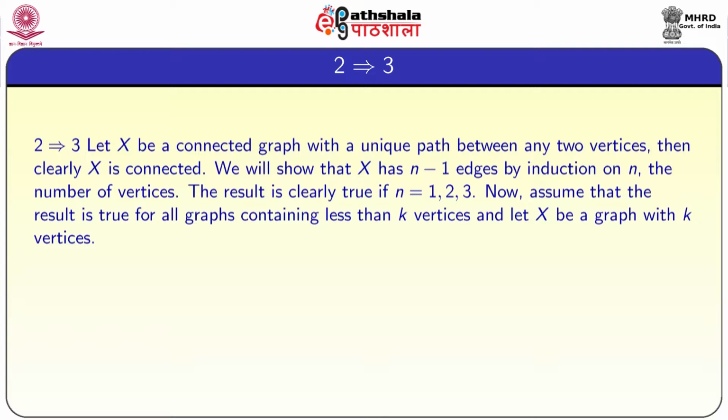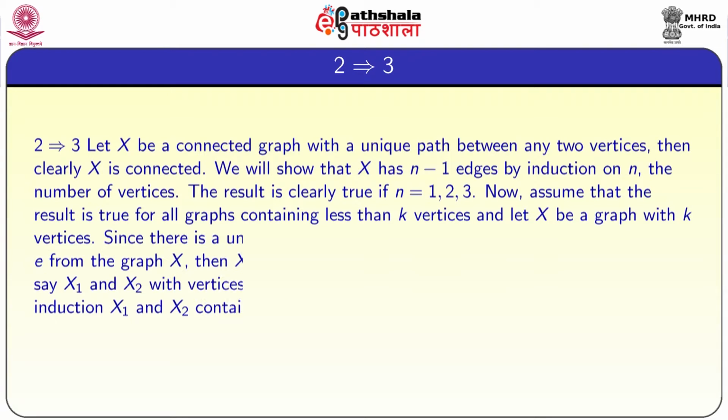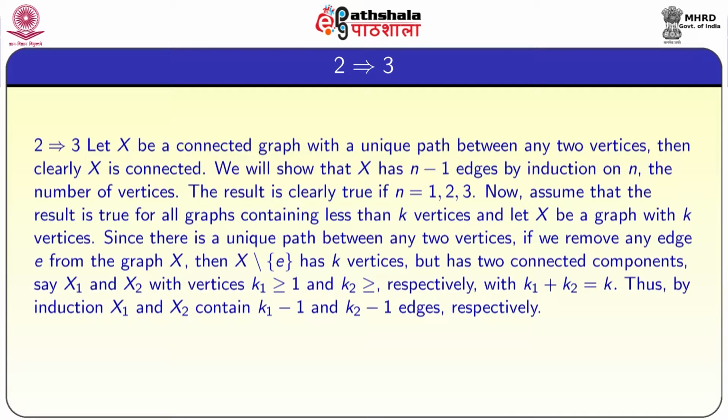Now assume that the result is true for all graphs containing less than k vertices, and let X be a graph with k vertices. Since there is a unique path between any two vertices, if you remove any edge E from the graph, that is X minus E has k vertices but has two connected components, say X1 and X2, with k1 greater than or equal to 1 and k2 greater than or equal to 1 vertices respectively, with k1 plus k2 equal to k.